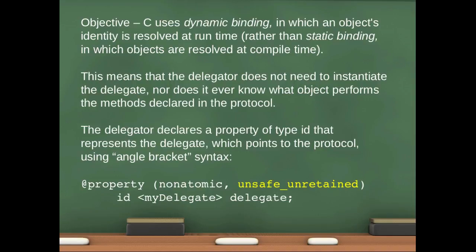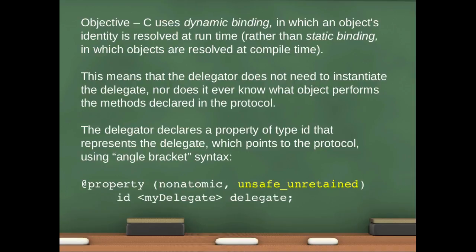This means that at compile time, when we write the code, the delegator class doesn't need to instantiate the delegate, and it never needs to know what object actually is the delegate, what object performs the methods that are declared in its protocol. So the delegator declares a property, and this property is of type id. Why? Because it doesn't know what class the delegate is going to be. So the delegator declares an id property, and this represents the delegate class. And this points to the protocol using angle bracket syntax.